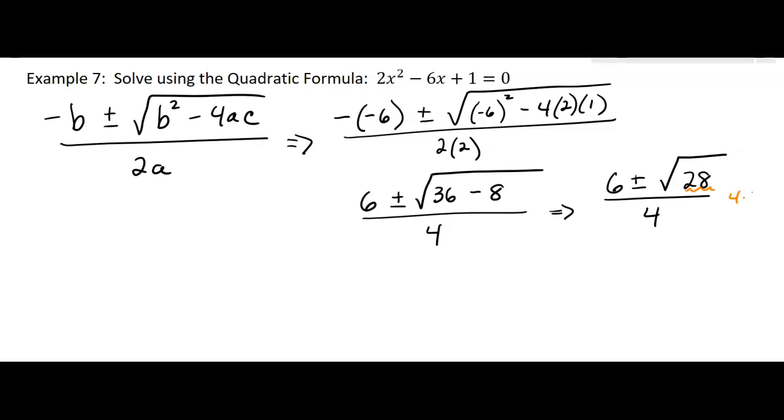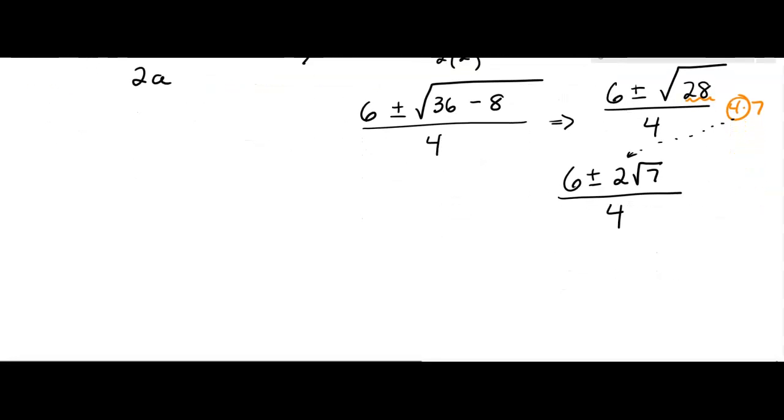28 is 4 times 7, and I can take the square root of 4. Okay, so I'm going to get 6 plus or minus 2 times the square root of 7. So that 4 is coming out. I'm taking the square root of 4, and that's 2, all over 4. Okay, now, this I can simplify.